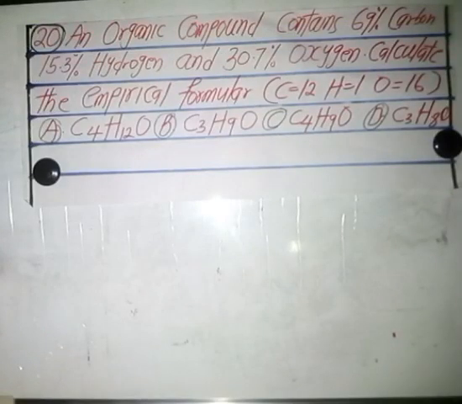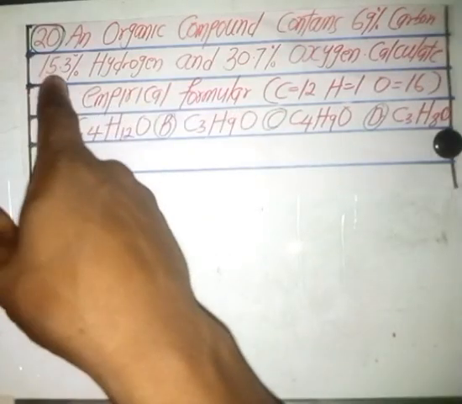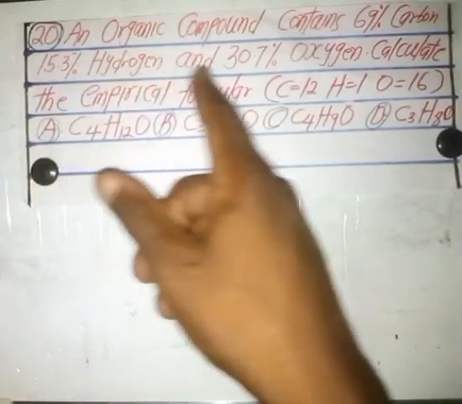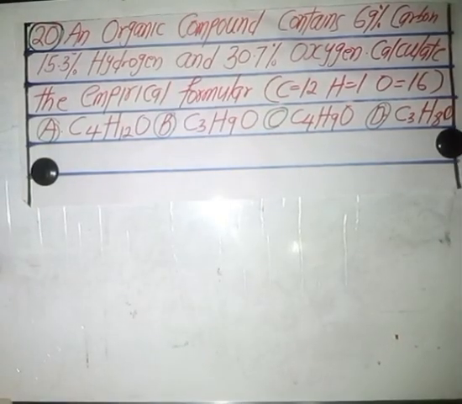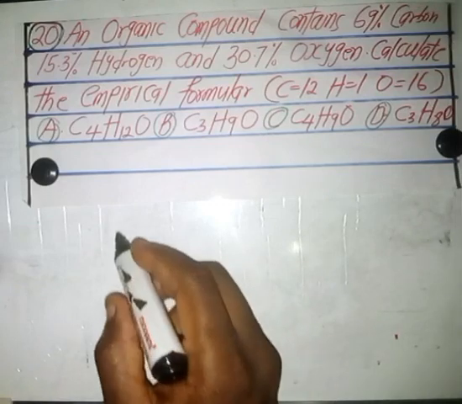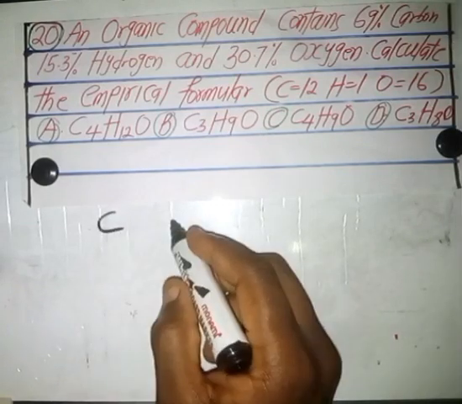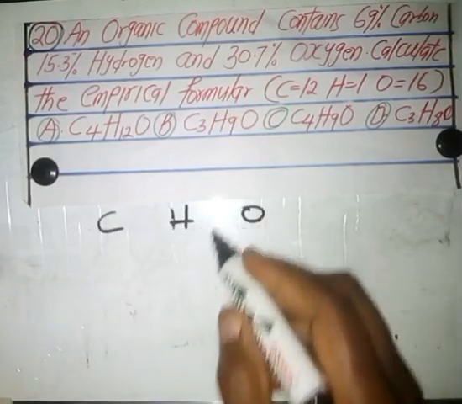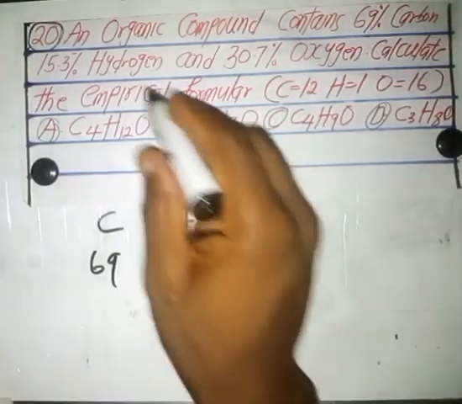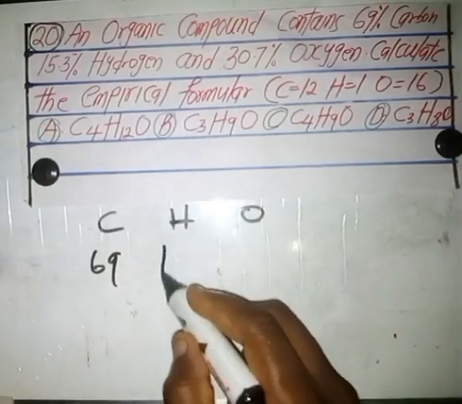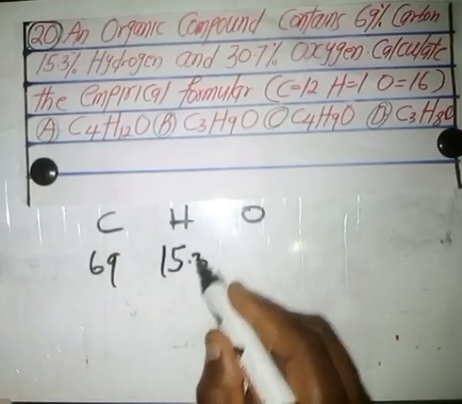The last question for this first part of the video. An organic compound contains 69% carbon, 15.3% hydrogen, and 30.7% oxygen. Calculate the empirical formula. Okay, this one is just straightforward. So it's between carbon, hydrogen, oxygen. We said carbon has 69, hydrogen has 15.3, oxygen is 30.7.